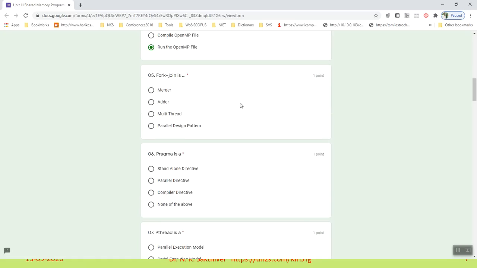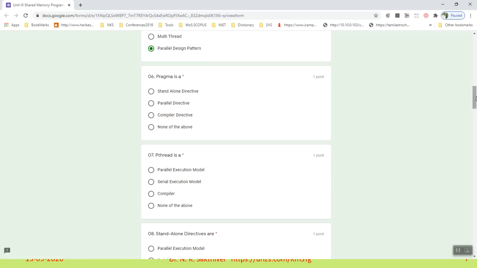Fifth question, fork join. I already told you that fork join is used for the parallel design pattern. So this is the correct answer, and the others are all wrong. Sixth question, pragma. I told you what a pragma is called: it is a compiler directive. So the third answer, compiler directive.